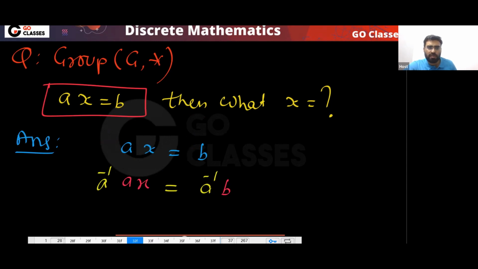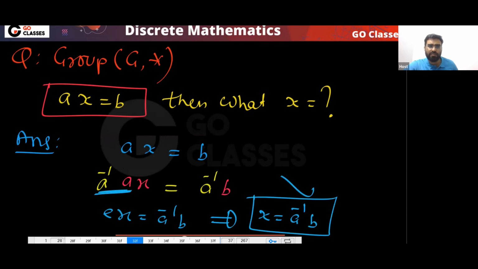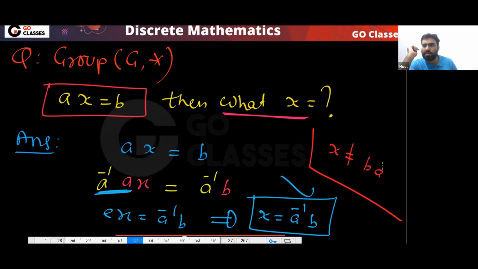Now you can notice what this will become. This will become E. EX equal to A inverse B. And from here, I can say X is equal to A inverse B. So from this equation, the value of X will be A inverse B. Is this clear? The value of X will not be B inverse A. The value of X will be A inverse B. Okay, so this is how you can find it. Is this clear to everyone? Remember this point, that the value of X is not equal to B A inverse. It will be A inverse B.